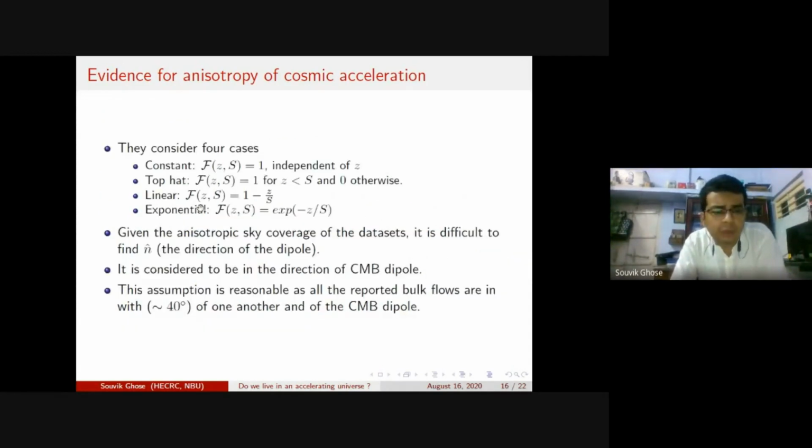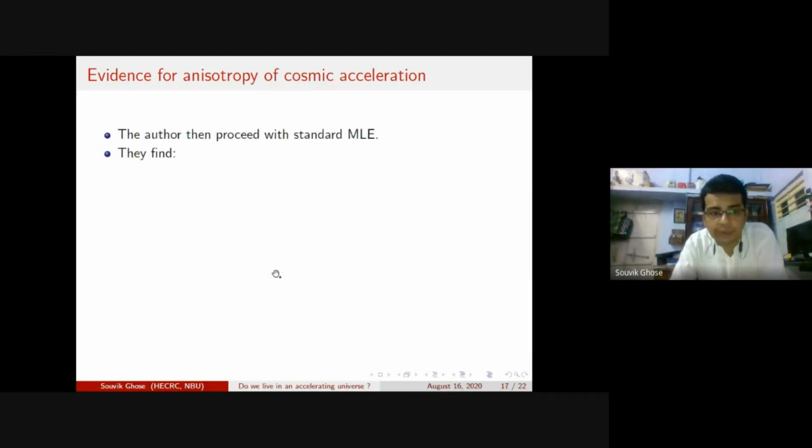So they consider 4 different kinds of F and try to fit the data. Given the anisotropic sky coverage of the database, it is difficult to find a particular direction of the dipole, so they consider, as I mentioned, it to be along the direction of the CMB dipole. And most of the bulk flows they are considering are within 40 degrees of the CMB dipole direction, so their choice is quite justified. The authors then proceed with the standard maximum likelihood estimate that I elaborated briefly.